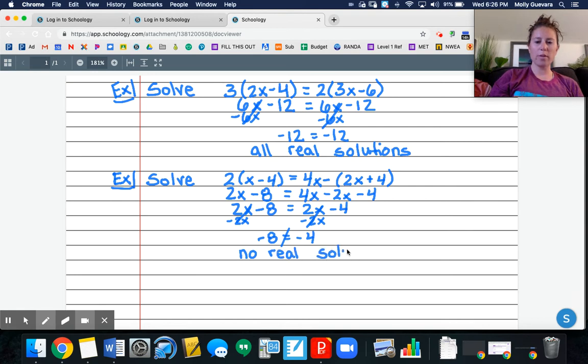So there's no number in existence that I can plug in for x that would make these two sides true. Yes, and that's what that means. And then same thing here, any number I plug in for x makes these two sides true.